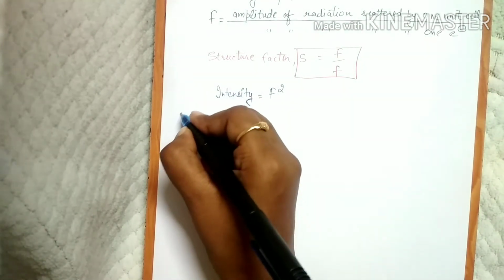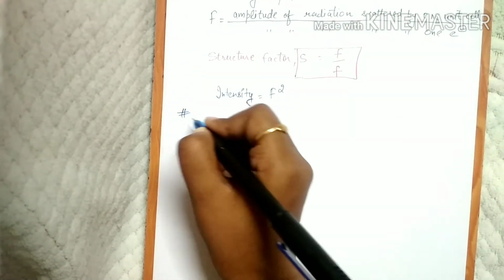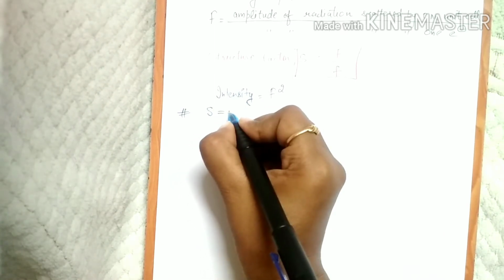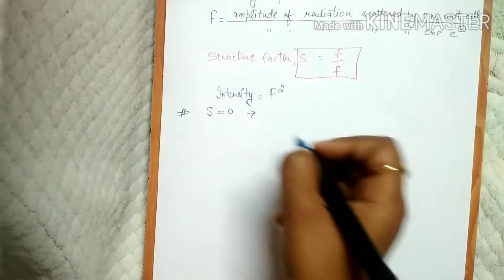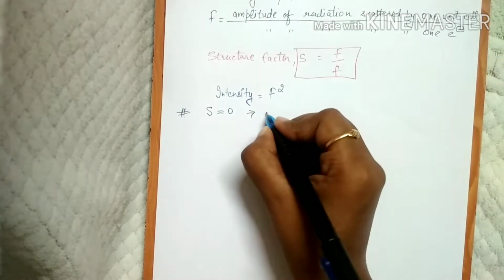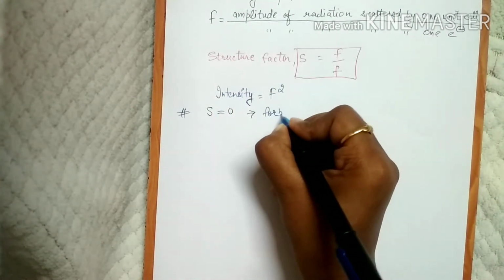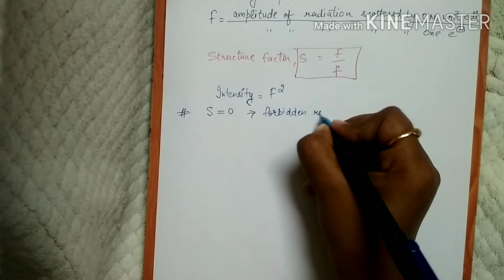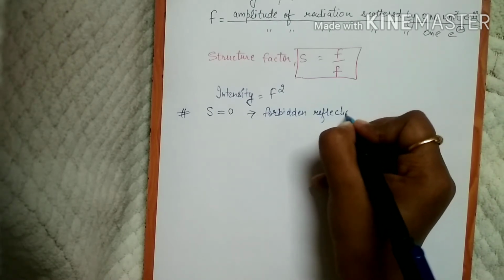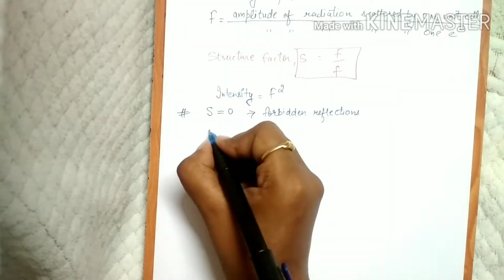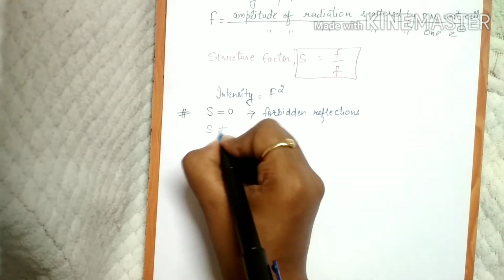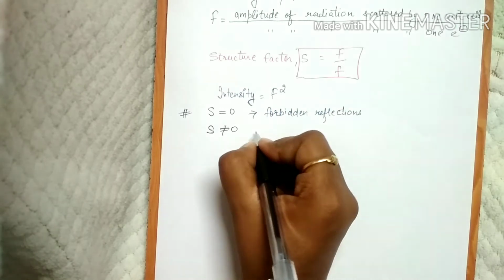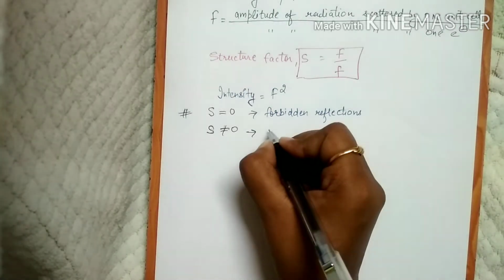Now there is a condition for allowed or forbidden reflection, that is, if S is equal to 0, then the reflections are forbidden. And if S is not equal to 0, then the reflections are allowed.